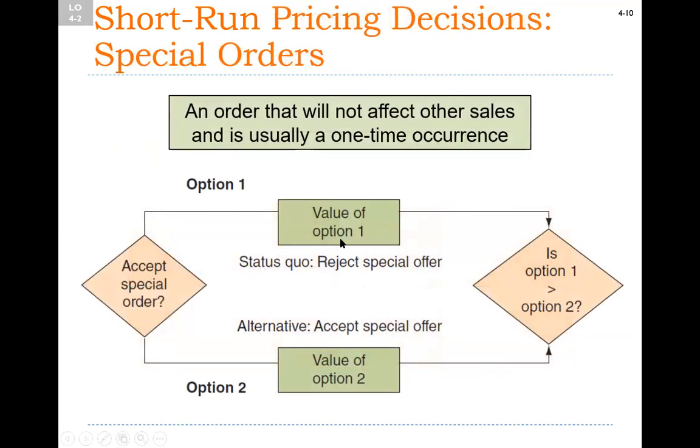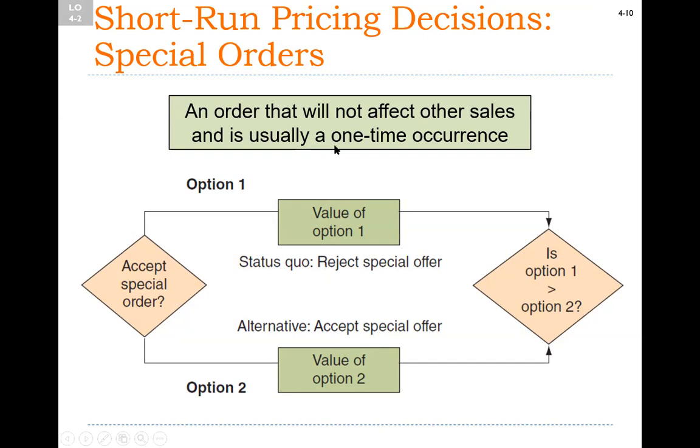So on this particular side, we're trying to determine whether or not we should reject the special offer or accept the special offer. Status quo, again, is what is going on right now without the special offer. The alternative is what my costs and revenues would look like if I accept the special offer. And if I accept the special offer, I want to see my profits increase. If my profits happen to decrease, then I'm going to reject the special offer.